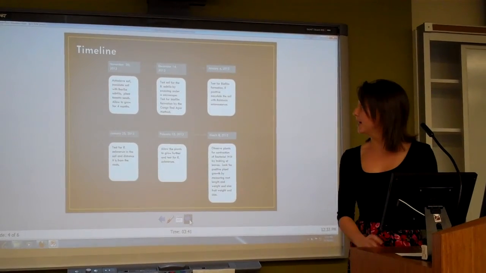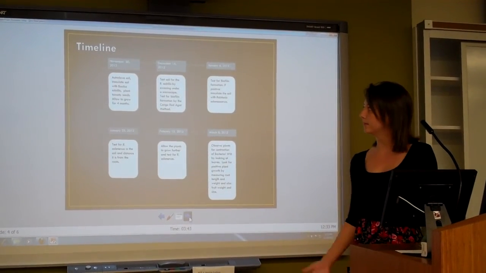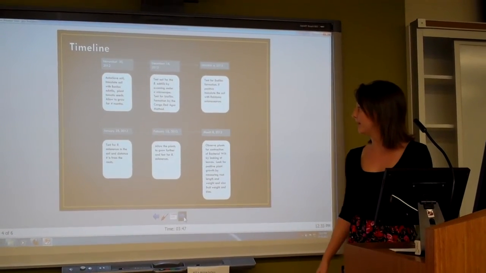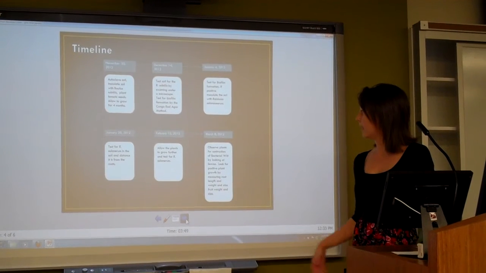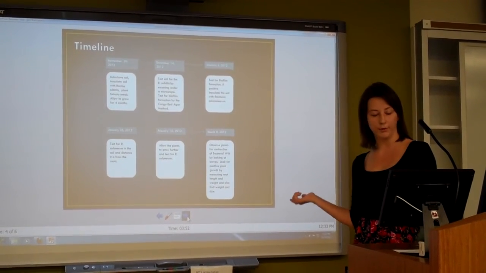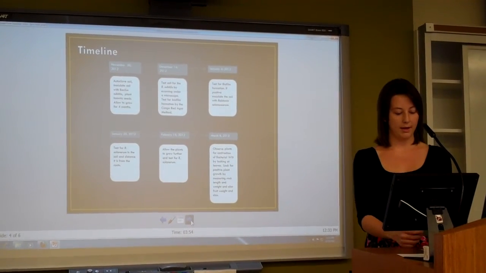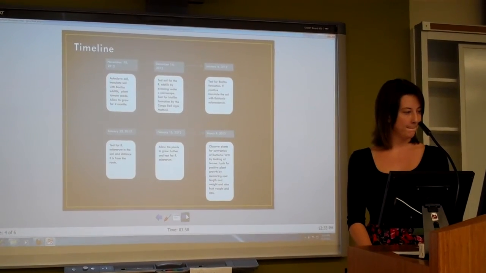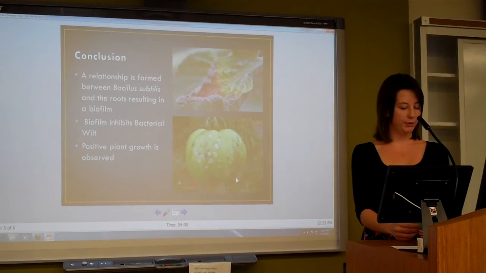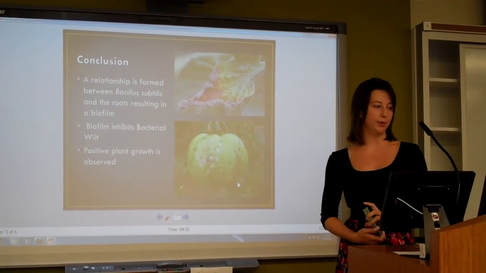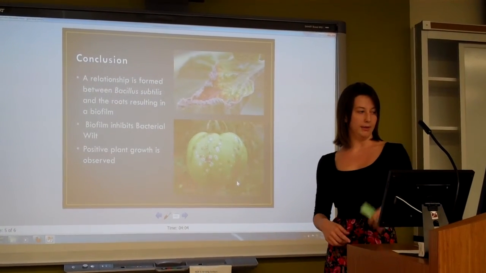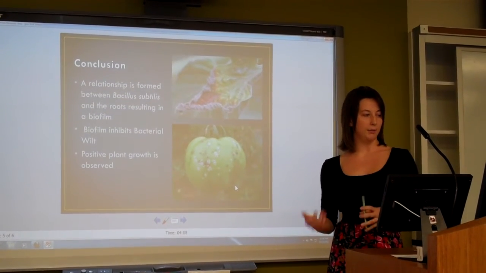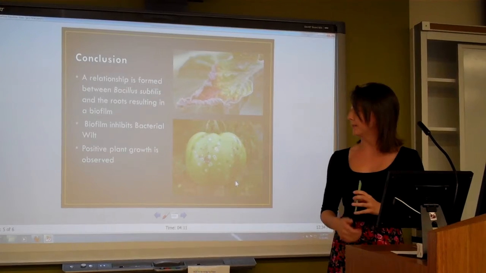And then, my timeline: I'm going to be starting within the next few weeks. It gives me 4 months to allow my plants to grow, and hopefully I'll be able to observe them and notice improved growth rates. All of my supplies were met within the $150 budget. And in conclusion, what we're going to see is a relationship between the Bacillus and the roots of the tomato plants forming a biofilm. And this will ultimately inhibit the bacterial wilt disease and positive plant growth will be seen.